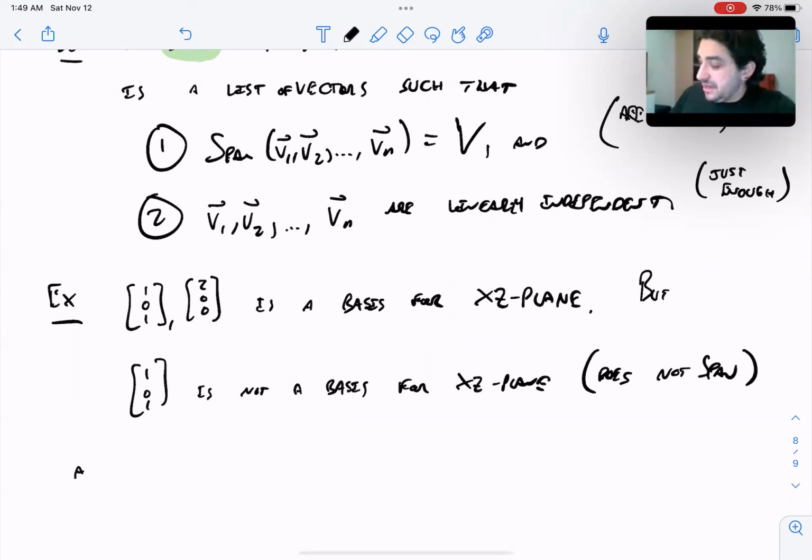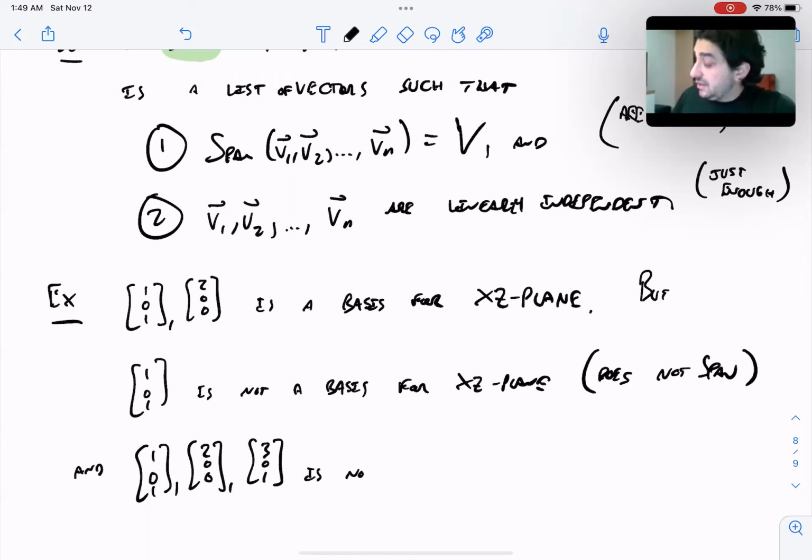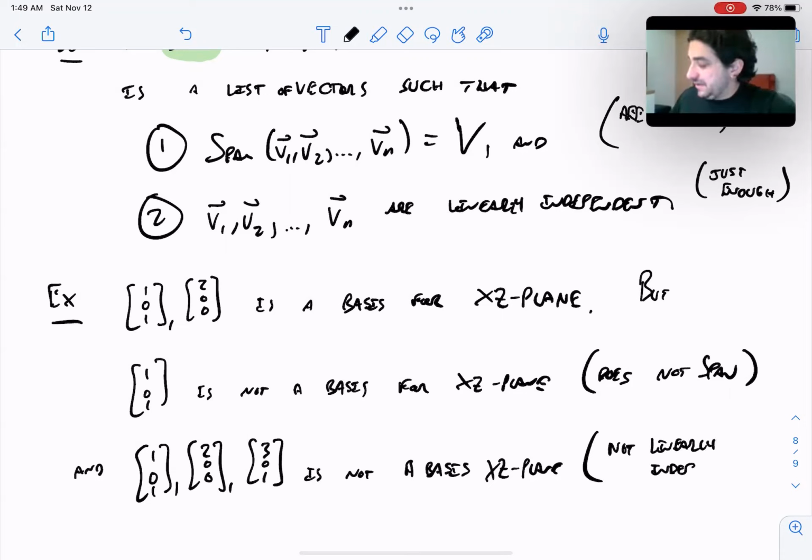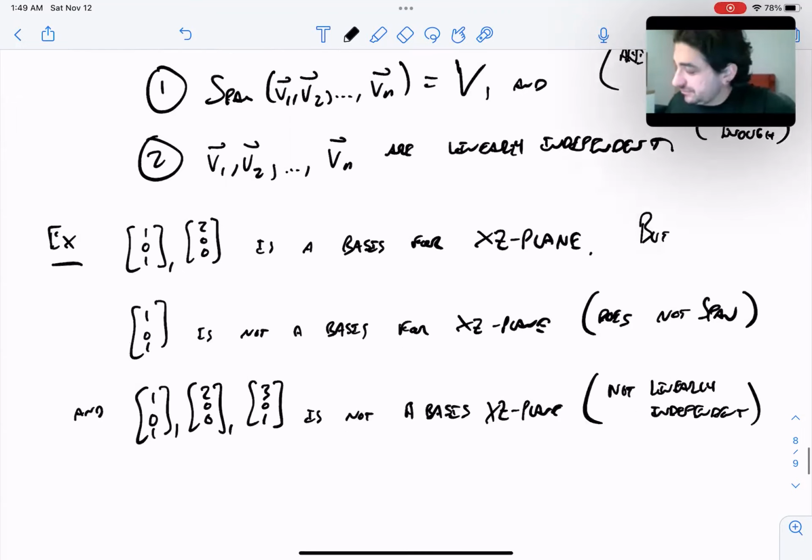And how about the other way? If we did all three of those vectors, that is not a basis for the xz plane. It does span, but it's not linearly independent. That is linearly dependent, as we showed up above, right? So there's an example of a basis for the xz plane, and then two non-bases for the xz plane. All right.